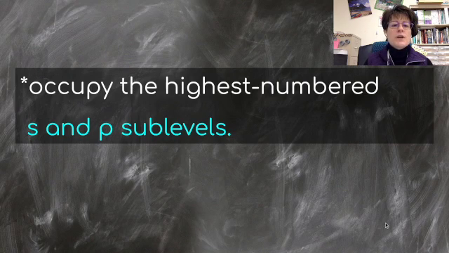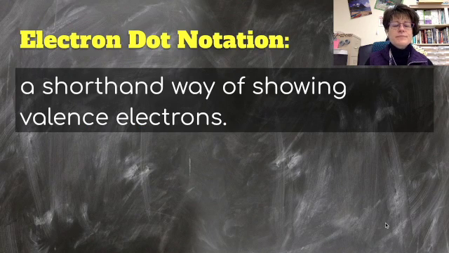So when we talk about valence electrons, we're going to focus on the S and P blocks of the periodic table. So the very left and the very right parts of the periodic table. We will not be talking about the D and F blocks, which are in the middle. And we're going to take a look at electron dot notation, which is a shorthand way of showing valence electrons.